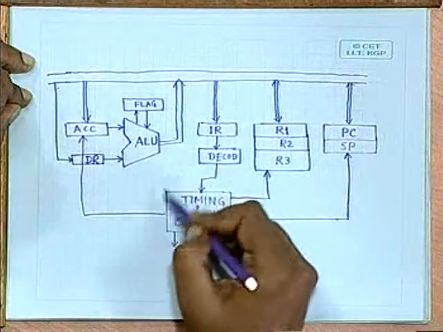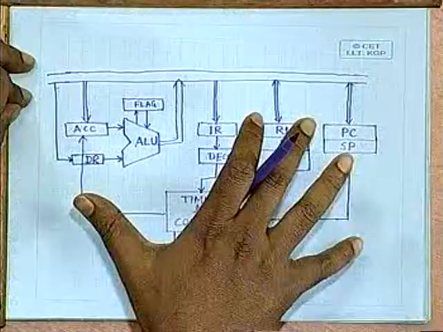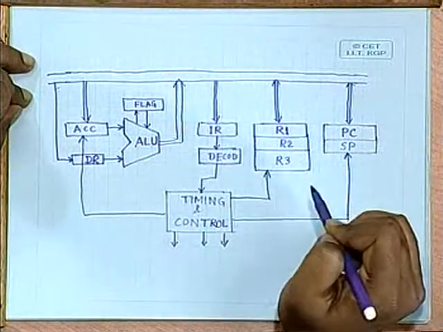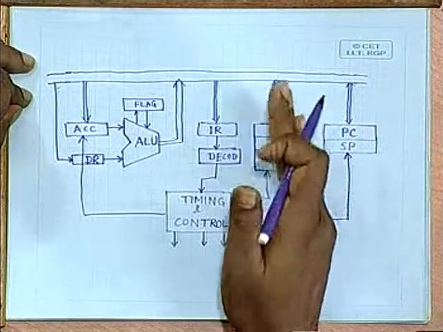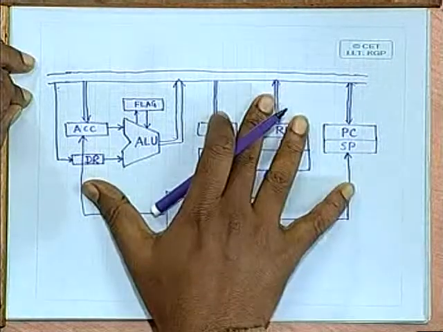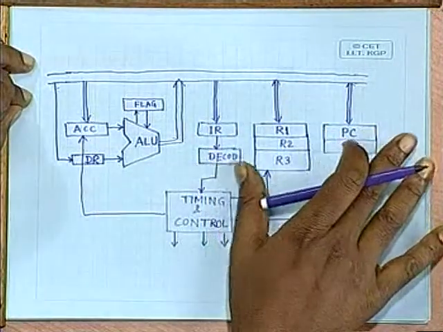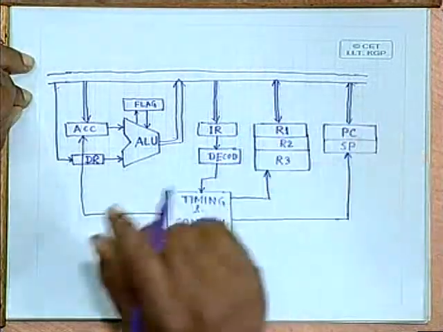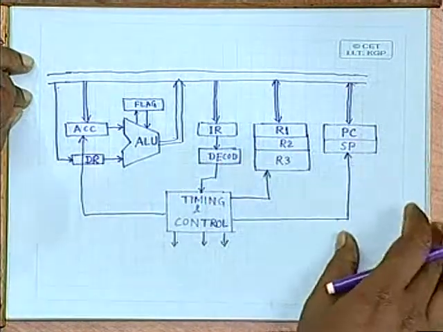Now, the next part is that once I have this internal architecture of the CPU, and I take this CPU as a block, what I have to see is how this CPU has to be interfaced with the external memory, and how this CPU can be interfaced with the input output devices. For that, some interfacing signals are taken out of the CPU.